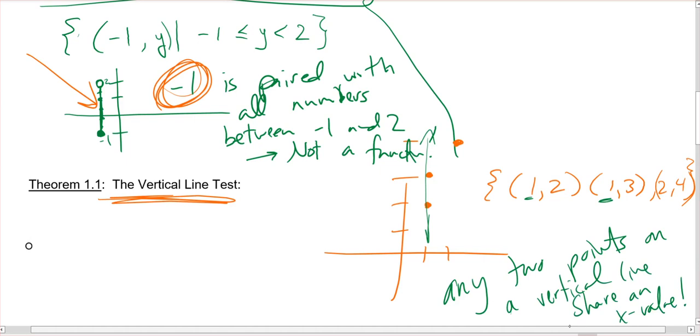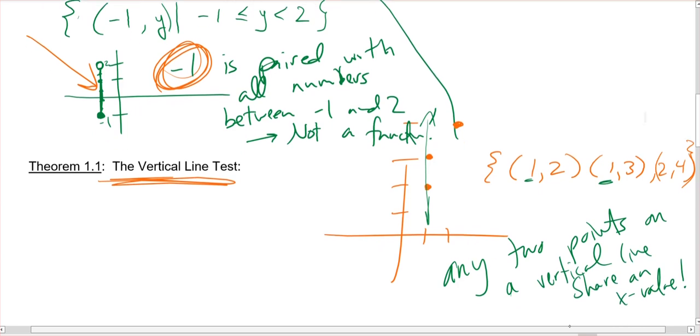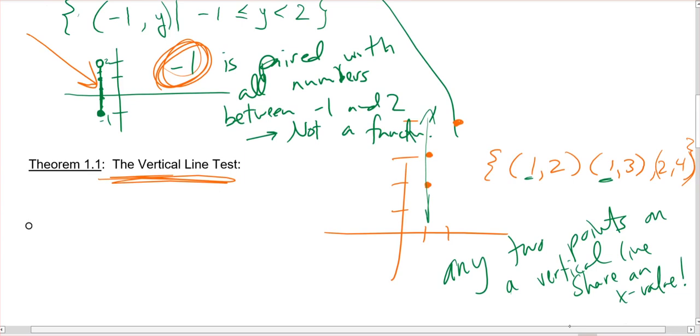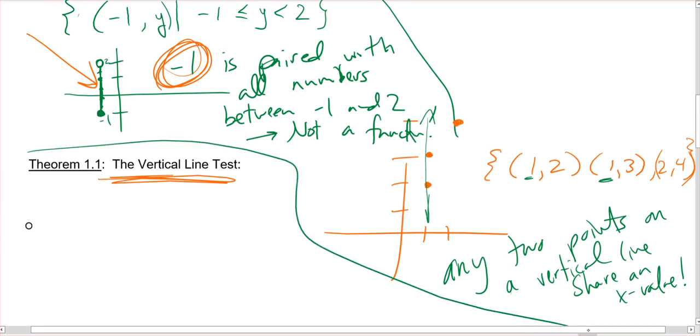So if that's the case, and I have 2 points that are on a vertical line that belong to my function, then I know that those 2 points share an x value and they're going to have a different y value. So that means it cannot be a function. So let's write this in a maybe more concise way.